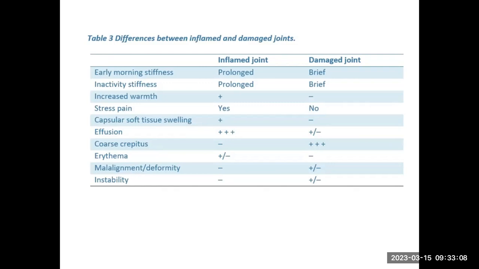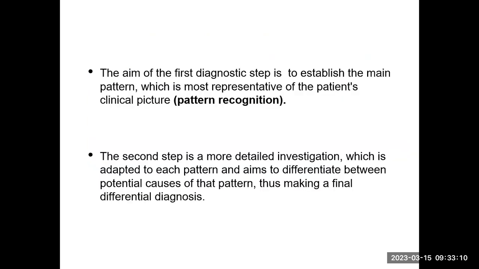So it is not difficult. Then you know that this joint is inflamed. Then how do you know whether it is rheumatoid arthritis, spondyloarthritis, crystal arthritis, or some other connective tissue disease? We diagnose this by recognizing the pattern. Rheumatological diseases are mostly diagnosed by recognizing the pattern of joint involvement.